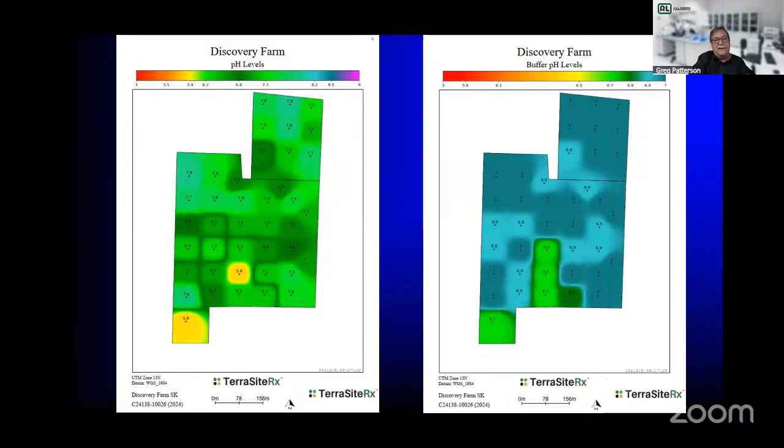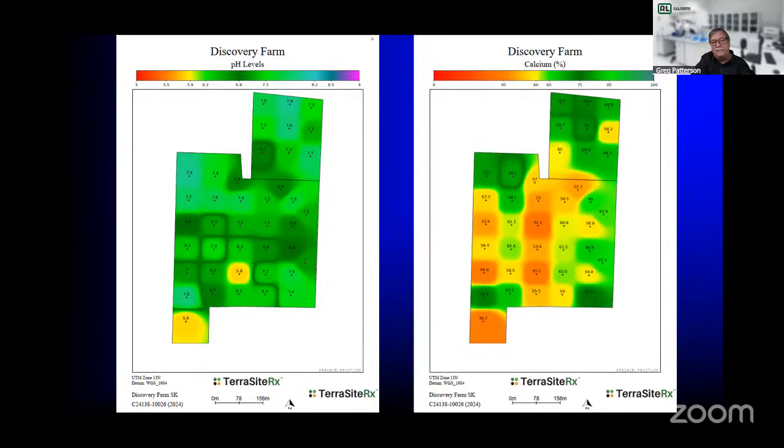So again, that Discovery Farm, when we look at pH and buffer pH, it's not really calling for lime in most of the field, but even in the lower end of that field, the buffer pH is lower and we would ask for lime. But I would do my lime prescription here based on percent saturation of calcium, because there's a lot of things going on in this field where it is located that is completely calcium related.